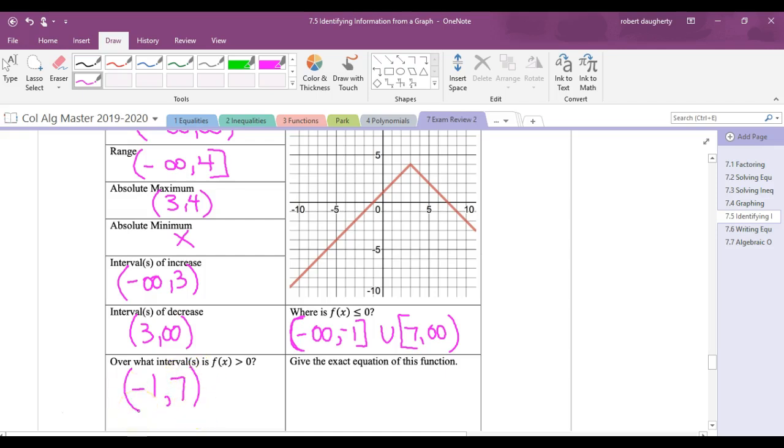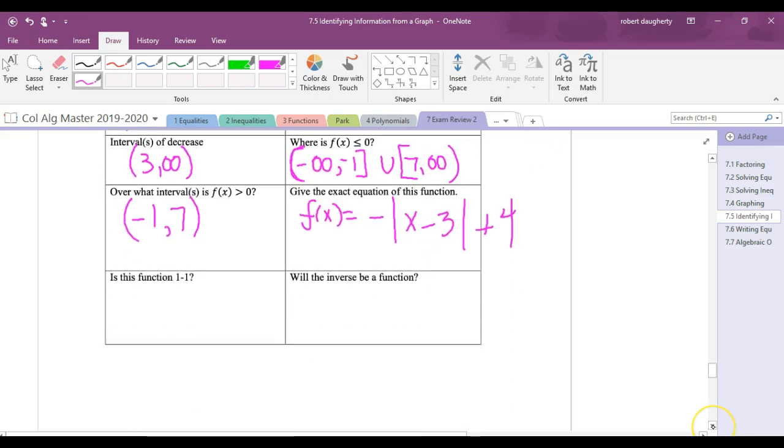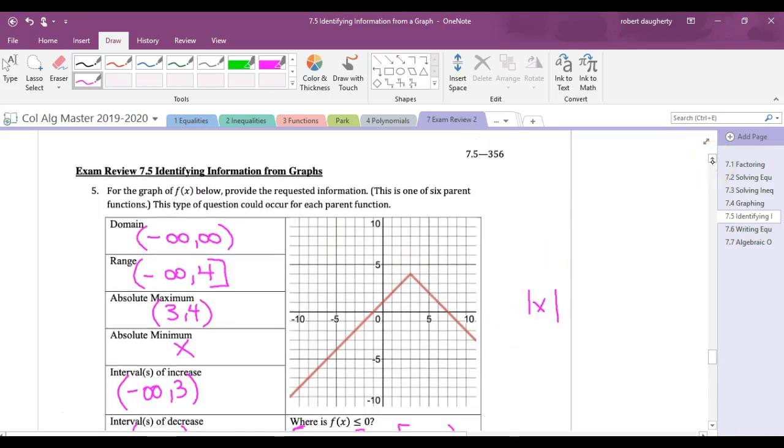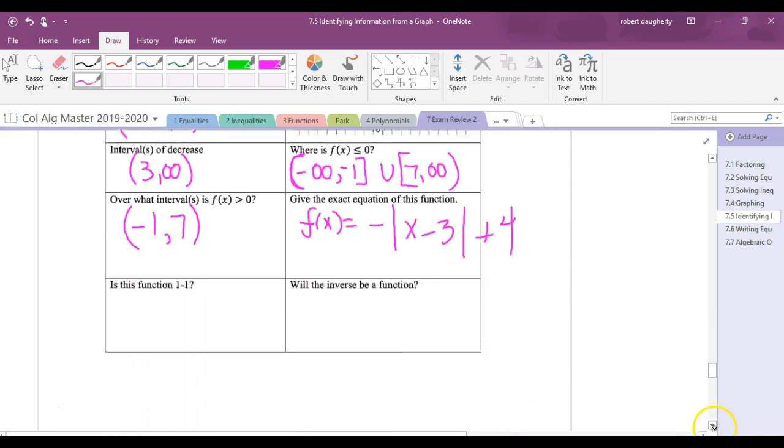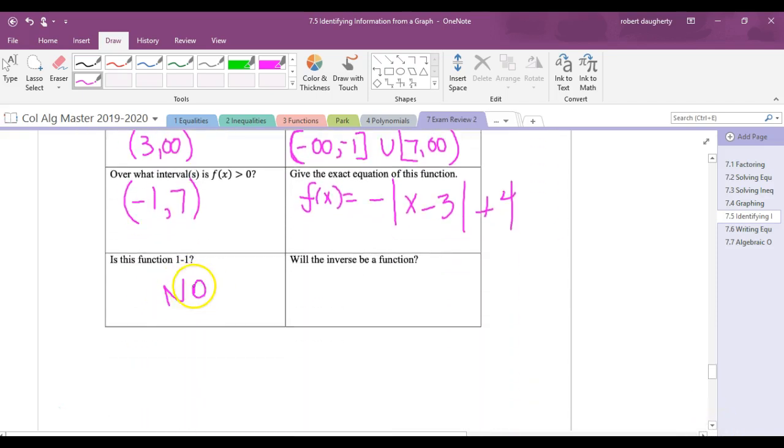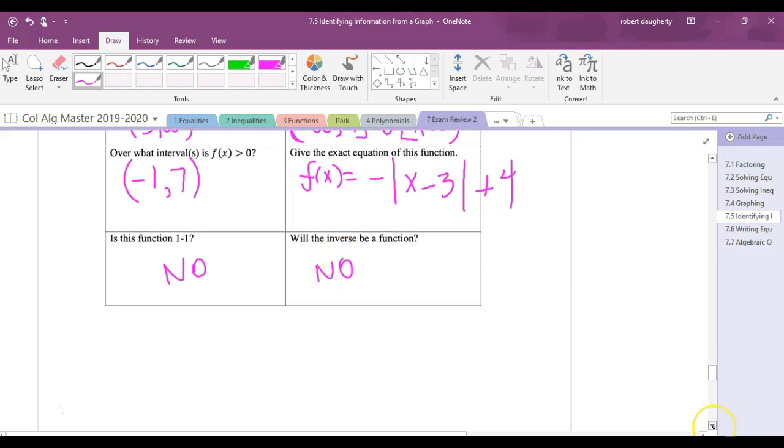Get the exact equation of this function. This is based on the absolute value of x. It's been reflected, so this is f of x equals negative absolute value. It looks like it has moved 3 to the right, and it's moved up 4. So that's the exact equation of this function. Is this function one-to-one? No, you can draw a horizontal line and hit it both places. So it is not one-to-one. Its inverse will not be a function.